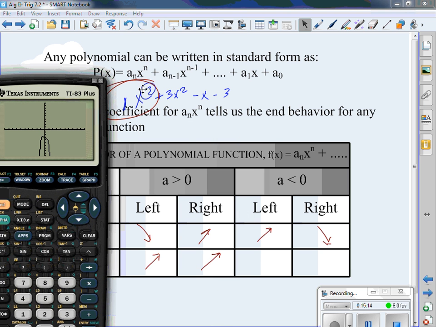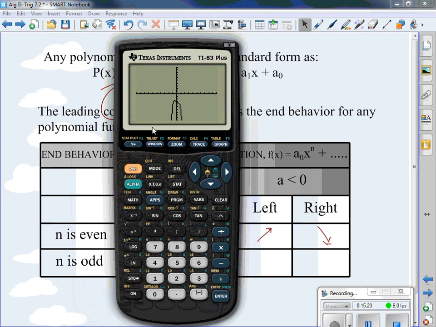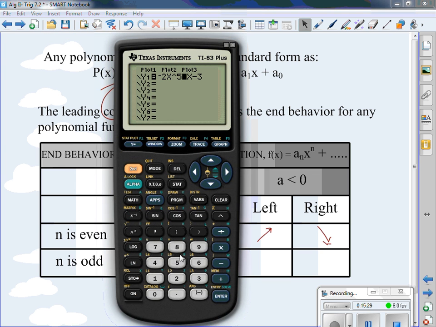What do you think the last one's going to be? Down, down? Let's see. N is odd. Give me a number that's odd. 5. Graph. Goes down, down. You have to know this chart. I can put in any other number. I'll put in a 7. The graph is still going down, down. This works for any graph.